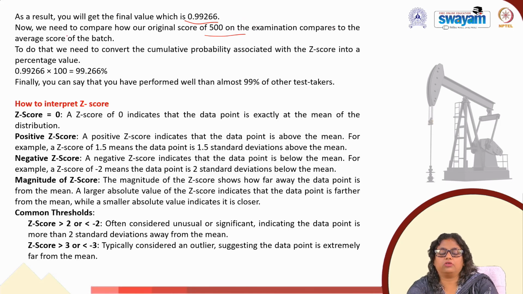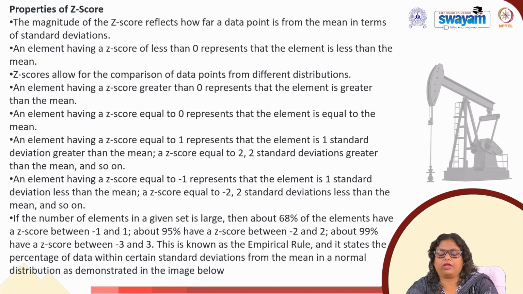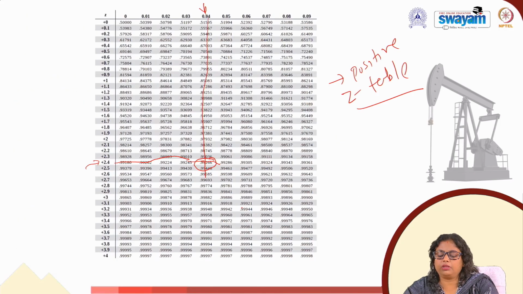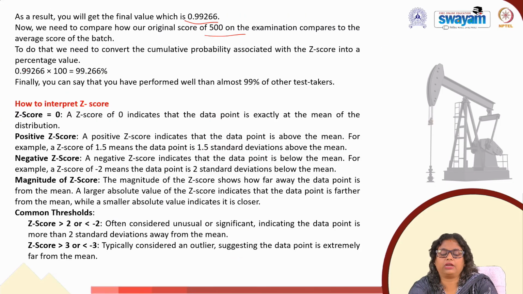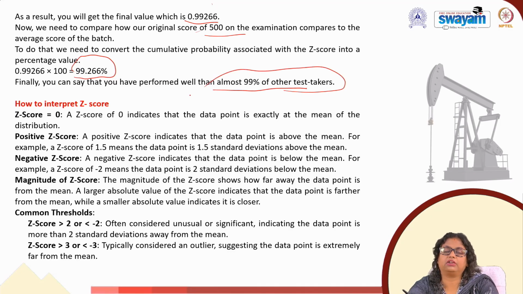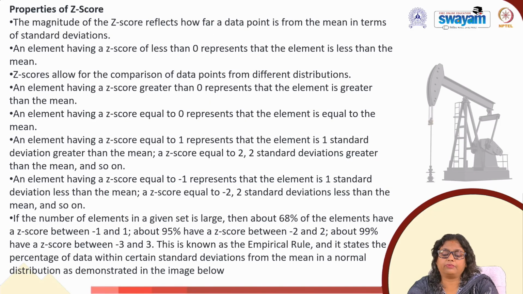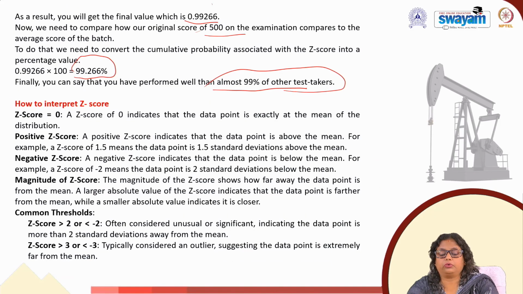So what we get is some value, that is your cumulative probability. Now, using that value, we multiply the cumulative probability by 100, and then we get 99.266%. So we can say you have performed better than almost 99% of the other test takers. This is one way of using the Z score, but next we will see how the Z score helps us with outliers.